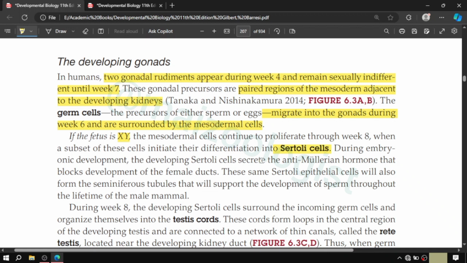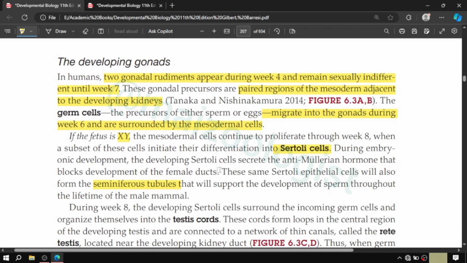And the developing Sertoli cells secrete anti-Mullerian hormone. This anti-Mullerian hormone is going to block the development of the female ducts. And the same Sertoli epithelial cells will also form the seminiferous tubules that will support development of sperm throughout the lifetime of the male mammal.